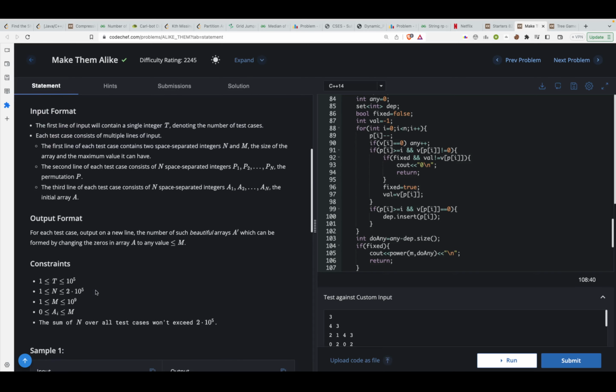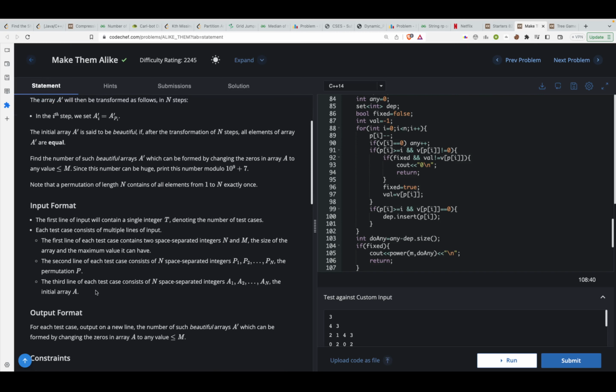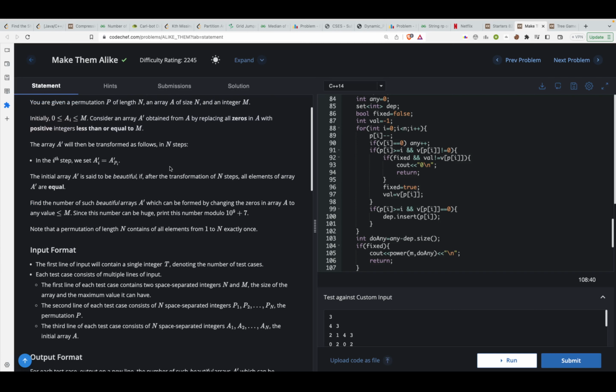So yeah, basically that's the question. Now you have to tell them how many beautiful arrays a dash are possible to make using these operations. Now what's the criteria for an array to be beautiful? That is another problem. An array is beautiful if all the elements in it are equal.